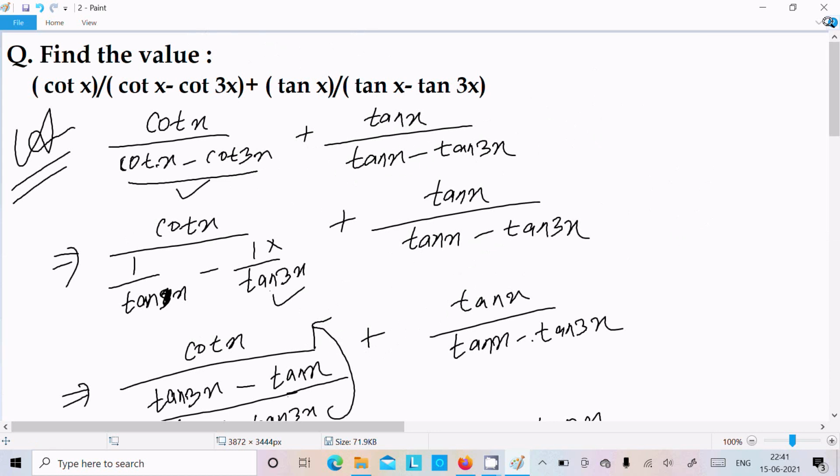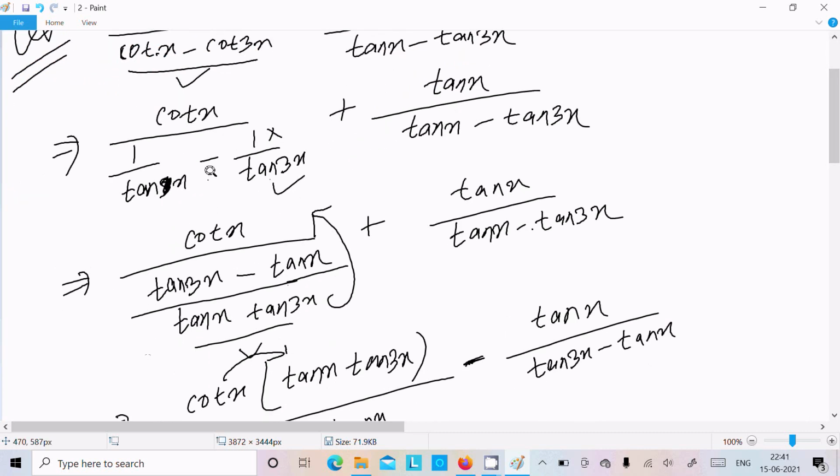One more time, I am going to repeat. So here this is cot x divided by cot x minus cot 3x plus tan x divided by tan x minus tan 3x. No need to change this one, only change this cot x minus cot 3x. When we change it, here it becomes 1 by cot x minus 1 by cot 3x, equal to 1 by tan x minus 1 by tan 3x. Take the LCM. The LCM comes tan x into tan 3x. Tan 3x multiplied with 1. Here tan 3x, this plus tan x.